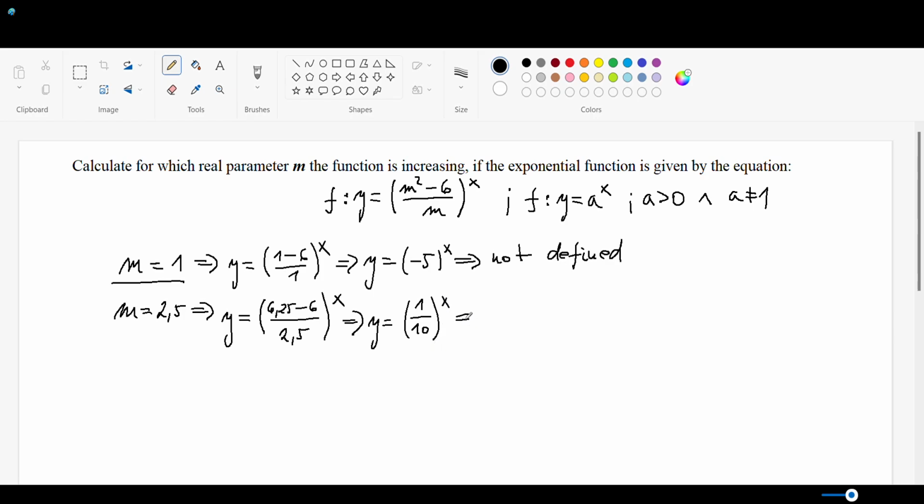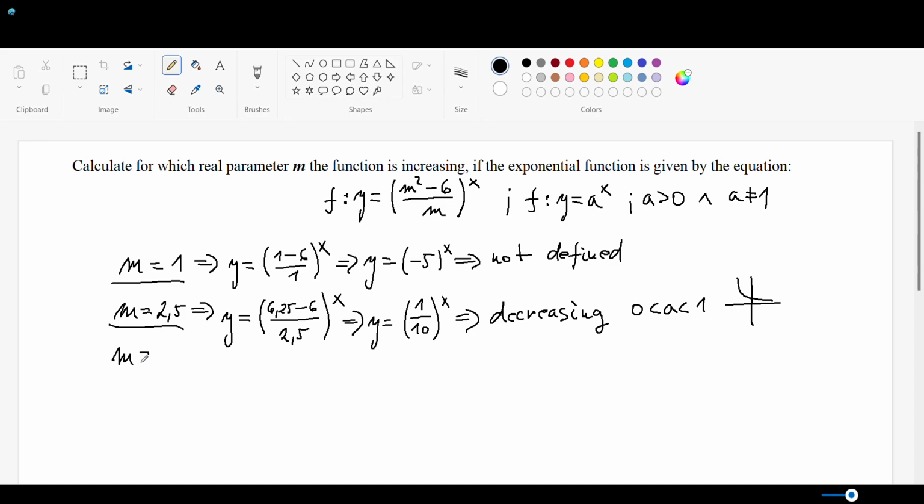As you can see, in this case, if m is 2.5, our function will be decreasing. We already know this because if a is between 0 and 1, then the graph of the function looks like this, and we know that this function is decreasing.